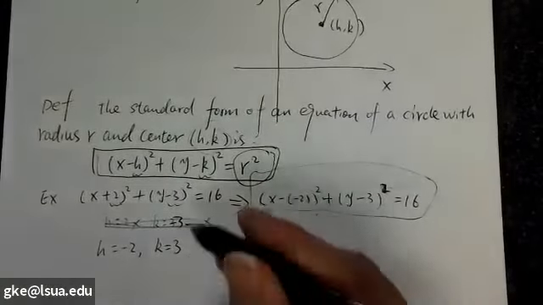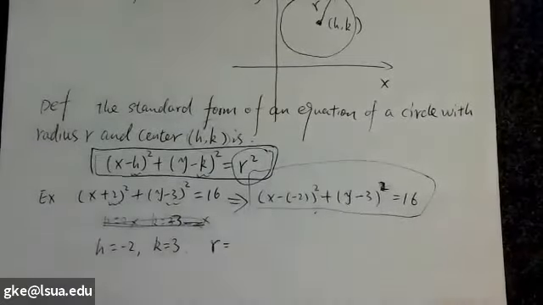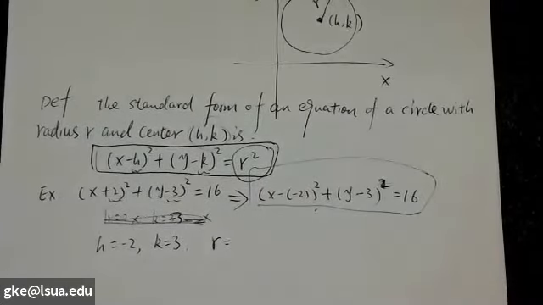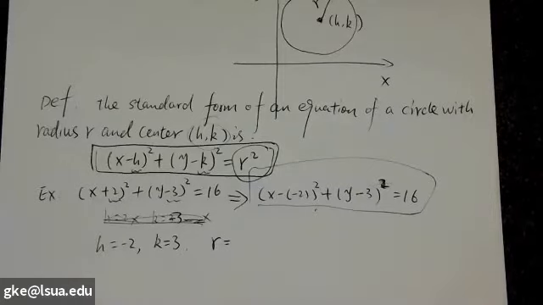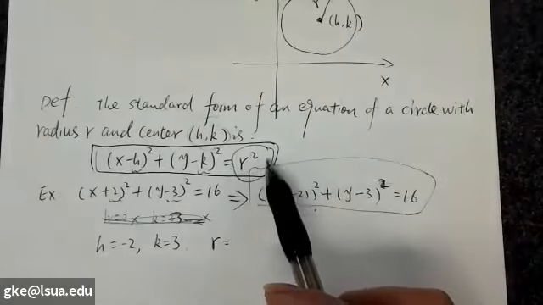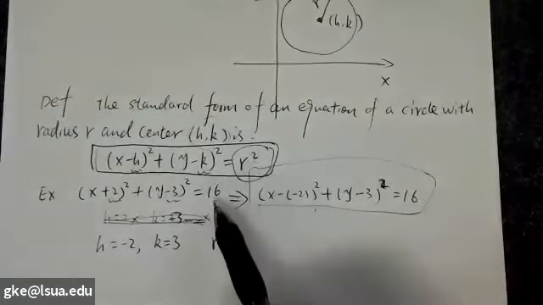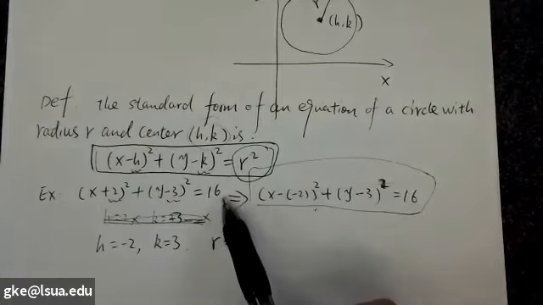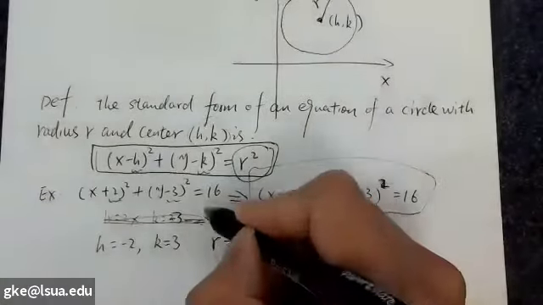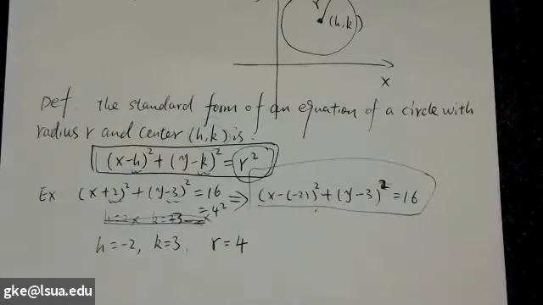Okay, now, what is R? 16. Oh, I know it. 4? I tell you, some of you are going to make a mistake. That is R squared. Here 16 can be written as what? 4 squared. So R equals 4. Okay, be careful.